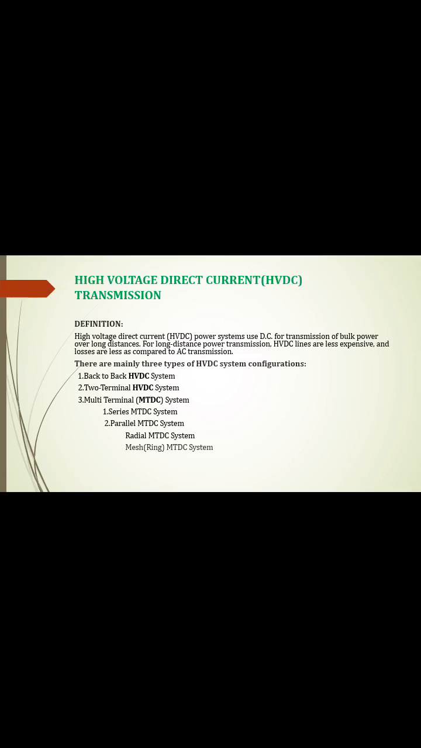High voltage direct current is shortly known as HVDC. It is an efficient way of transmitting power over long distances without experiencing much power loss. There are mainly three types of HVDC system configurations. They are back-to-back HVDC system, two-terminal HVDC system, and multi-terminal HVDC system.